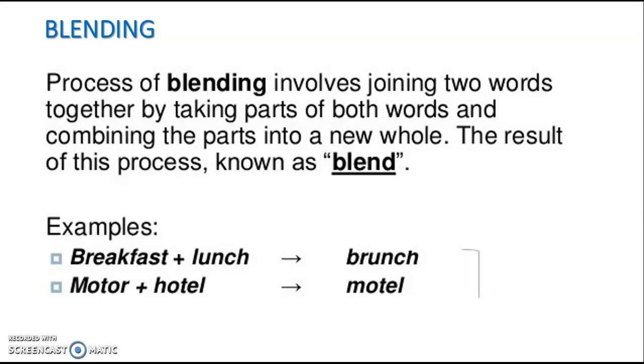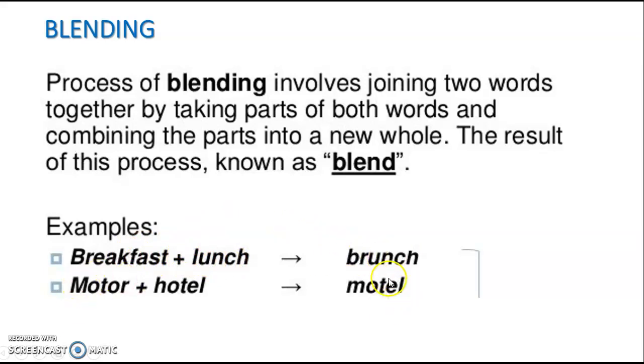To illustrate this, let's take a look at this example. We have the term brunch. I don't know if you are familiar with this, but brunch is really common. But what is the process of this? We are taking breakfast and we are taking lunch, and then we have brunch. As you can see, we are not taking the whole word breakfast, and we are not taking the whole word lunch. We are just taking parts of these two and putting them into another term, brunch.